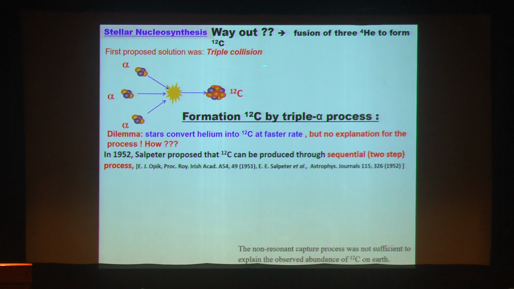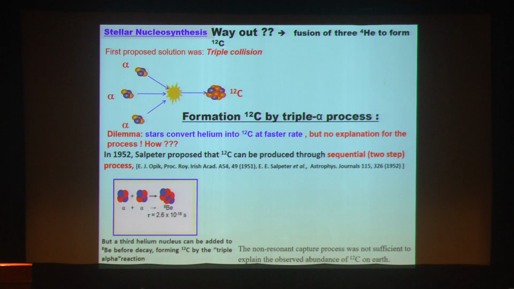The first proposed solution was triple collisions. But the rate of this triple collision is very rare. So how to proceed? Salpeter proposed that carbon can be produced through a sequential two-step process, where alpha and alpha fuse to produce beryllium 8, and within the lifetime of beryllium 8, if another alpha comes and is captured, it forms carbon 12 by the triple alpha reaction.